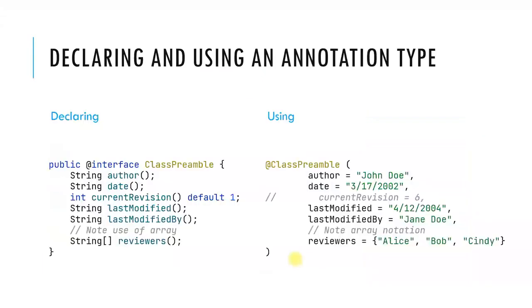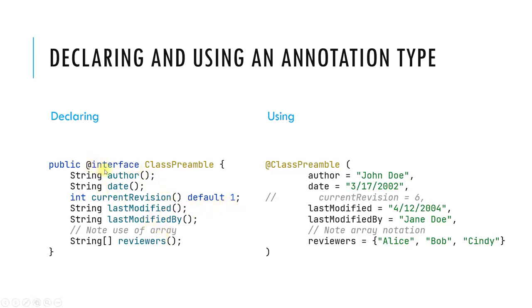Also, we can just declare custom annotations, for example, in this case, class preamble annotations. So in this case, as abstract methods, we can declare values as abstract methods. Also, in this case, we can add default values of these variables.